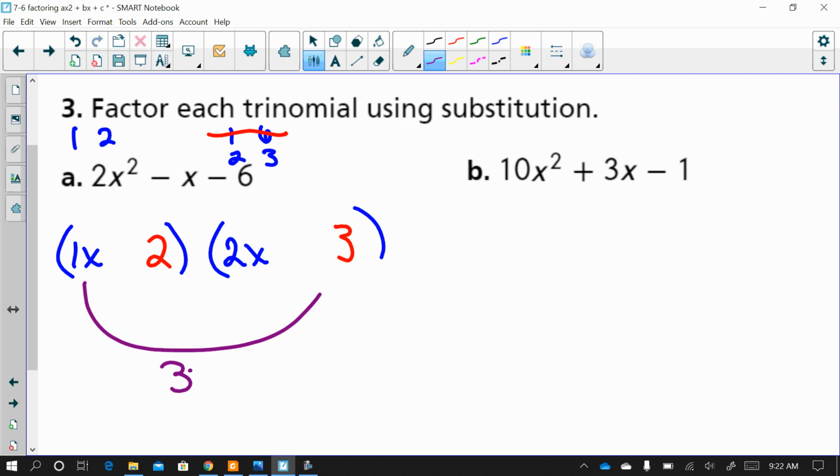Outsides, I get 3x. Insides, I get 2x. Can I make 1 out of these? Absolutely, if 1 is negative. And right here tells me signs are different. The bigger number gets the negative. Okay, so which one of these is bigger? The 3 is bigger. So the 3 gets the negative and the 2 gets the positive.